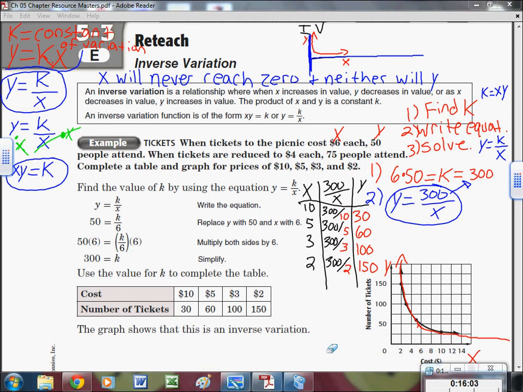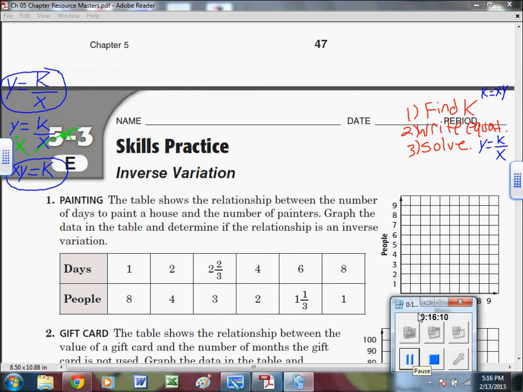So this graph agrees with the things that we've discussed about inverse variation. So we're going to take a look at a few more examples and then we're going to be all done.